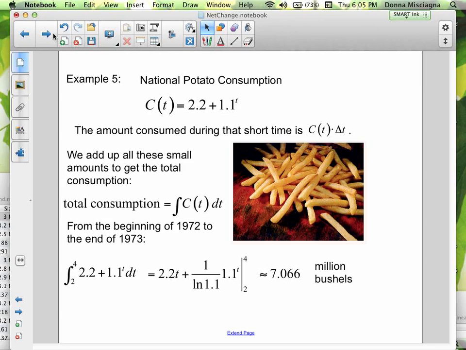So we evaluate that, so that would be 2.2t plus 1.1 to the t over natural log of 1.1, but it's the same thing. Evaluated from 2 to 4, it's a calculator problem. So 7.066 million bushels. Make sure you use the right units. It said that our answer is in millions of bushels. All right, so you can find the total of lots of things, including how many potatoes are eaten.